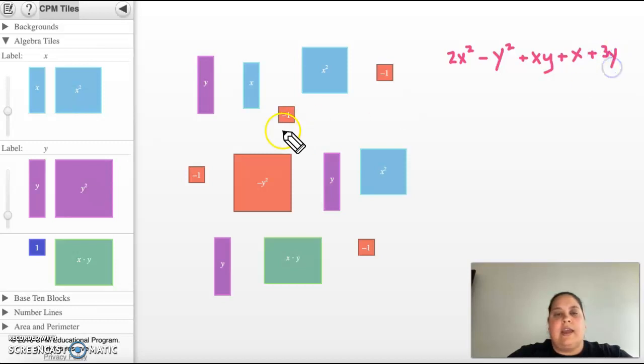And then lastly, I have some single ones. I have 1, 2, 3, 4 of those, and all 4 are negatives. So we can do minus 4. So this would be our expression for this first one. Again, double check. If you have it in a different order, so let's say you wrote the y squared first, and then the x, whatever order you put it in, that's perfectly fine.